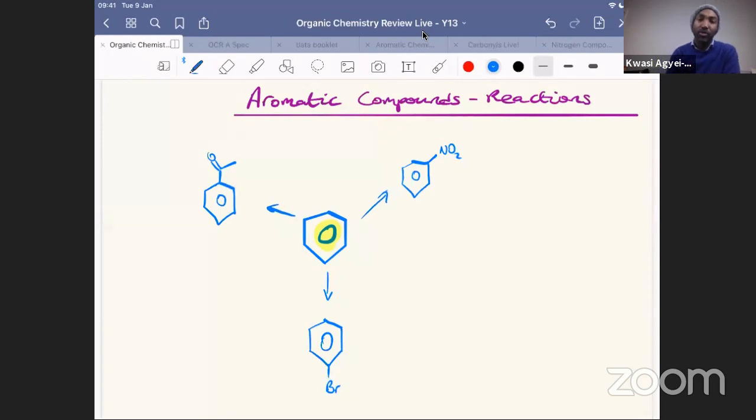And of course, we can also go on to reduce the nitro group to the amine, so something that you should be familiar with. There's an NH2 group there. And of course, we can also compare the reaction of benzene with other aromatic molecules such as phenol.